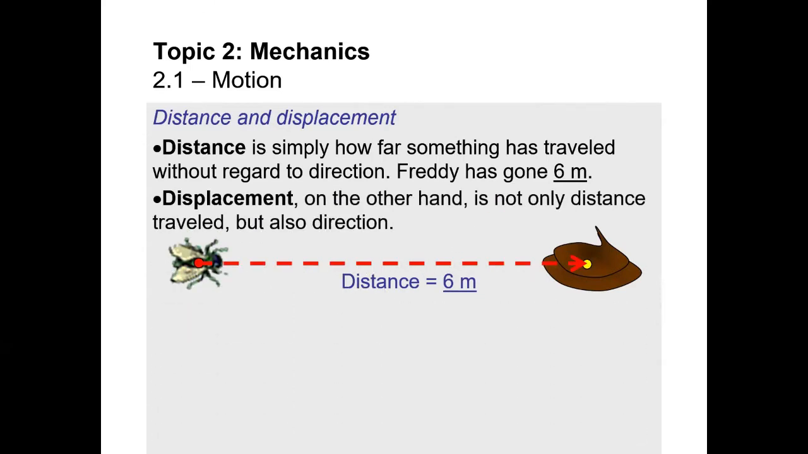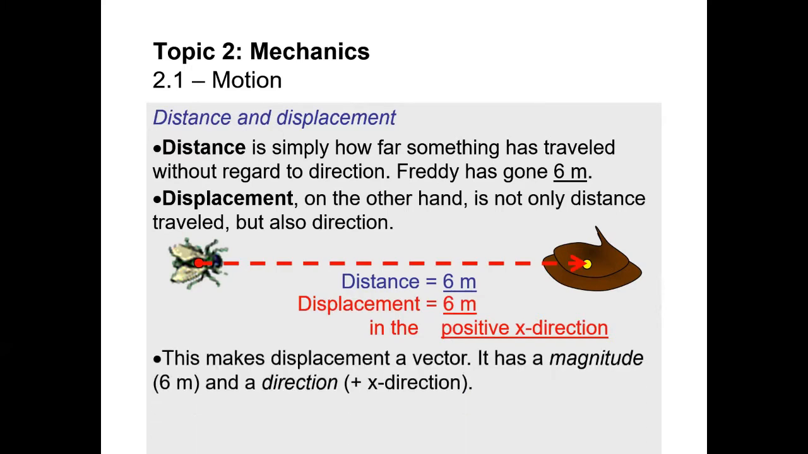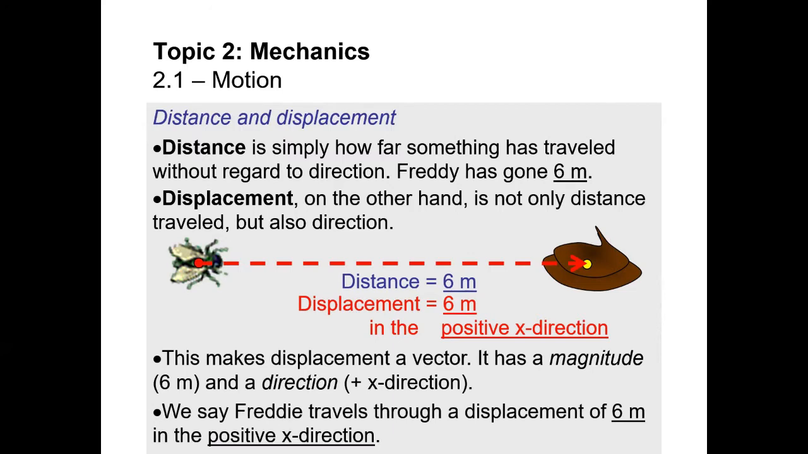Displacement, on the other hand, is not only distance traveled, but also direction. Displacement is 6 meters in the positive x direction to the right. This makes displacement a vector quantity. It has a magnitude and a direction. We say Freddy traveled through a displacement of 6 meters in the positive x direction.